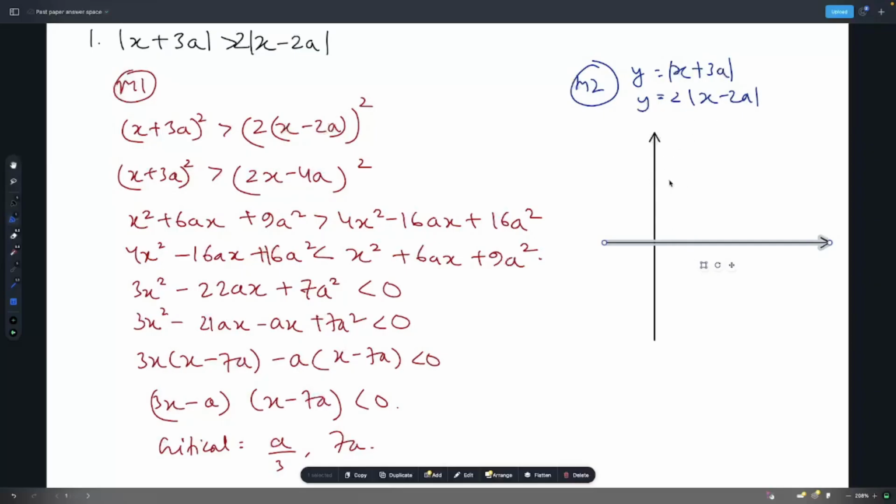I think the way this works is that first of all we need to draw the graph without looking at the modulus, and then you deal with the modulus. So without the modulus we have x plus 3a. So 3a is, let's say, here, and minus 2a is, let's say, here. For the 3a graph I need to just draw it like this.